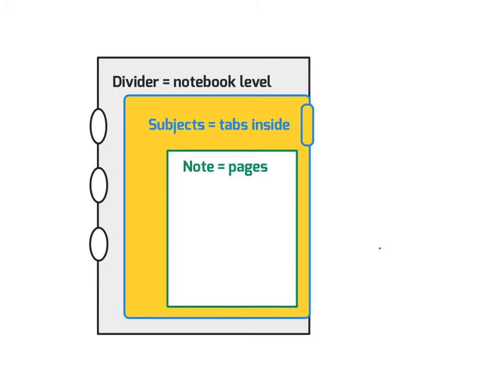So for example, I name the divider Math 148, and the subjects for Math 148 would be Chapter 1, Chapter 2, Chapter 3, Chapter 4, Chapter 5, Chapter 6, Chapter 7, Chapter 8, quizzes, and portfolio. The notes inside would be any class activities that you create inside there, any notes you take, or any handout I give you to annotate.